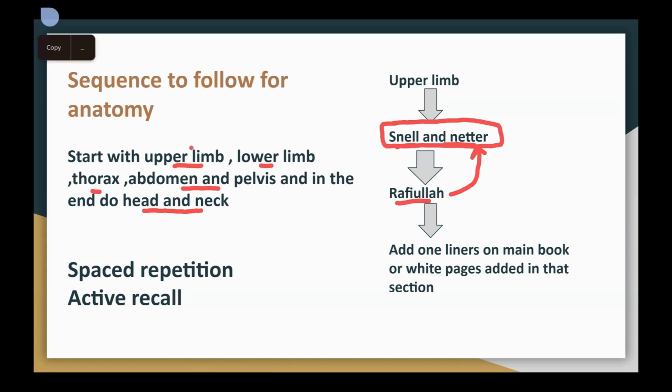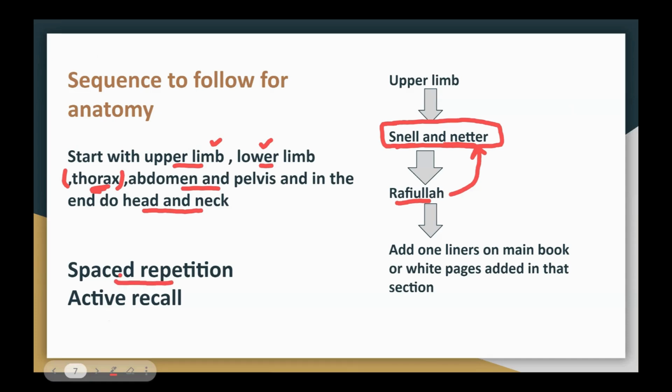Now there is another technique. Once you are done with the upper limb and the lower limb, and you have started with the thorax, what I would advise is that in the week or the days you're doing thorax, simultaneously try to revise the charts or the diagrams which you have added for the upper limb as well as the lower limb. This is known as spaced repetition. This is a very good and effective technique.